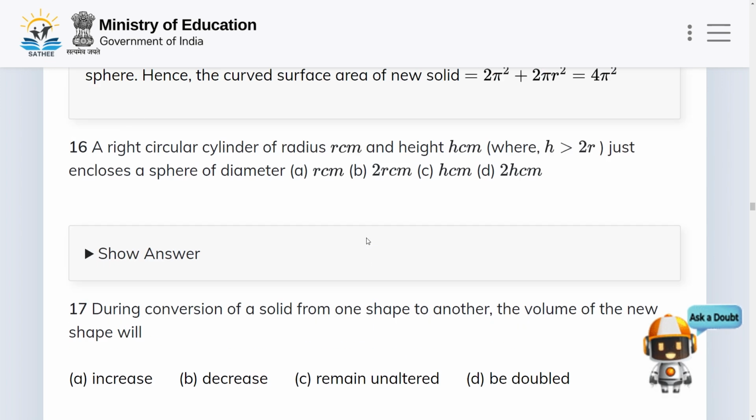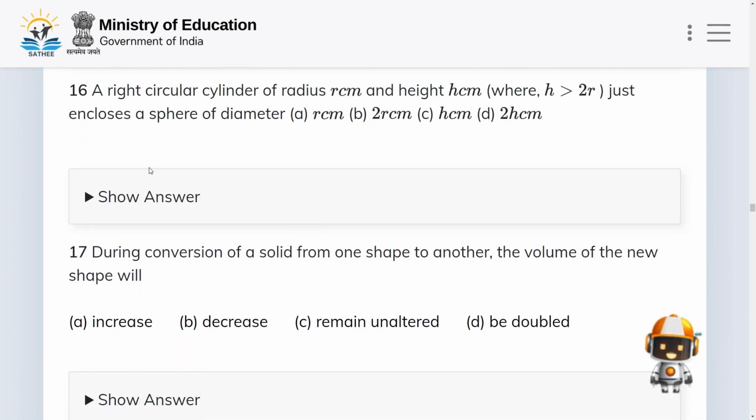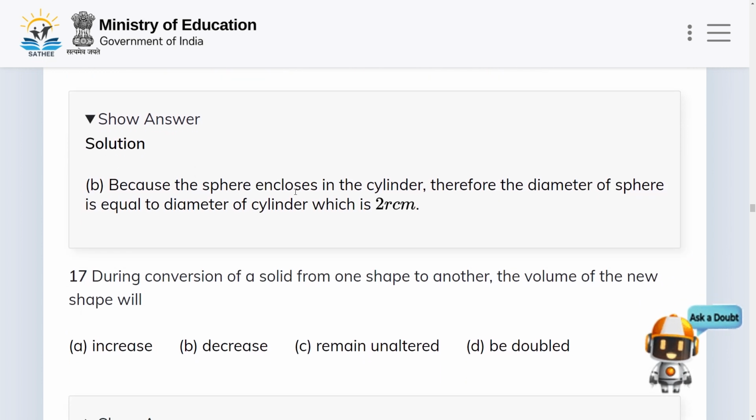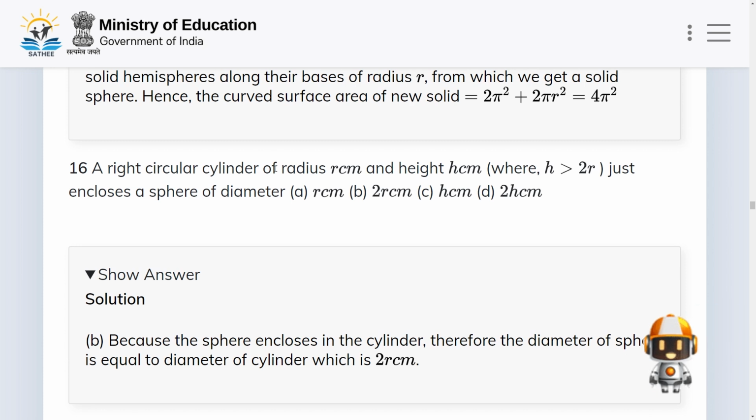And now let us move to question number 16. In question number 16, we have a right circular cylinder of radius r centimeter and height h centimeter, where h is greater than 2r, and it just encloses a sphere of diameter r centimeter. The diameter of what? So let us find. Because the sphere is enclosed in the cylinder, the diameter of the sphere is equal to the diameter of the cylinder. And here we have given the radius of the cylinder is r centimeter.